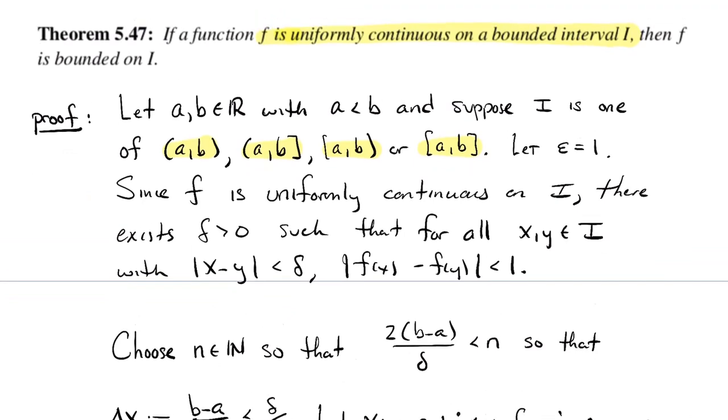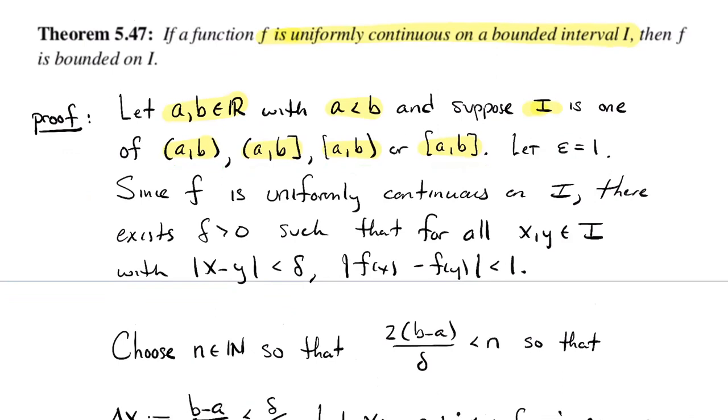Okay, so let's take a look at our proof. The proof starts off by saying, suppose I've got some bounded interval. There are 4 flavors of what that could be. It means you have some endpoints, a and b. Let's say b is bigger than a, and I is one of these 4 kinds of intervals. I don't have to specify which one, but it's some interval between 2 numbers.